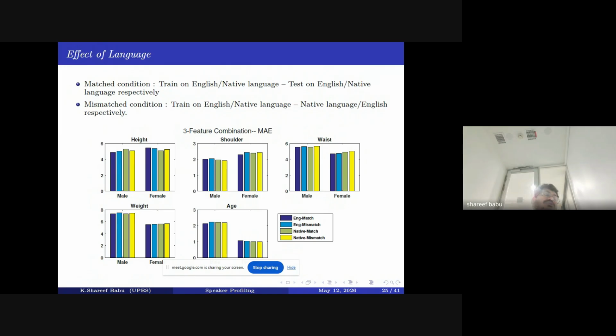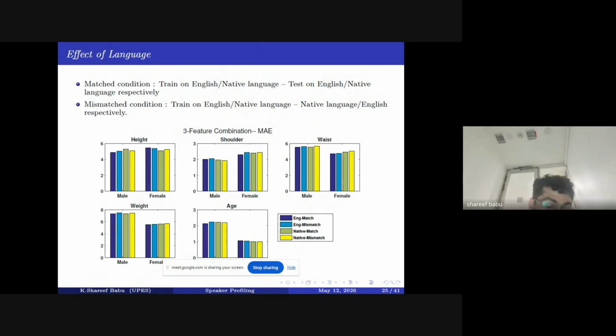What we try to understand here is in more detail. In the matched condition, we train the model in either English or the native language, and the test data is also in the same native language or English. In the mismatched condition, we trained the model in English and tested with the native language, and trained the model in the native language and tested in the English language, respectively.